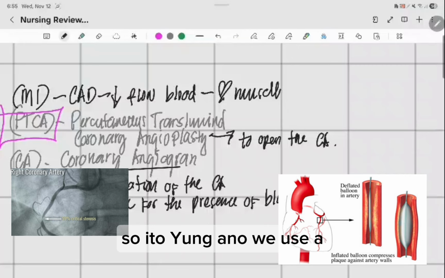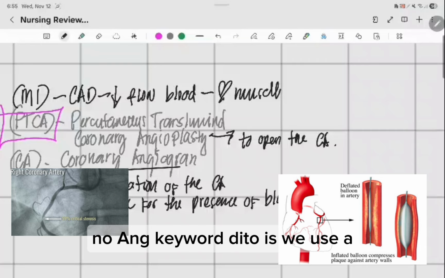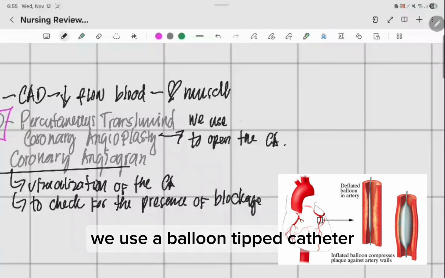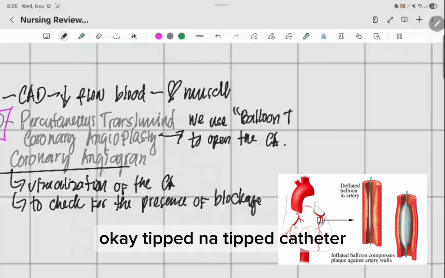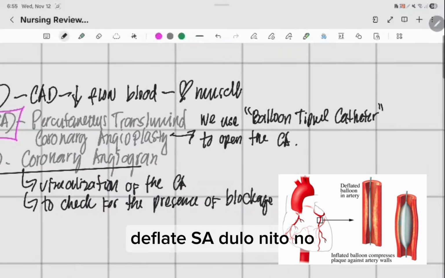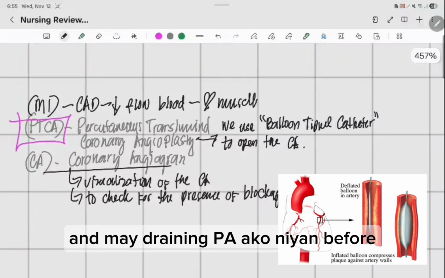So ito yung we use a balloon tip catheter. So ang keyword dito kapag meron kayong exams is we use a balloon tipped catheter. Okay, so ibig sabihin may balloon na nag-i-inflate, deflate sa dulo nito, as described before, and may drawing pa ako niyan before.